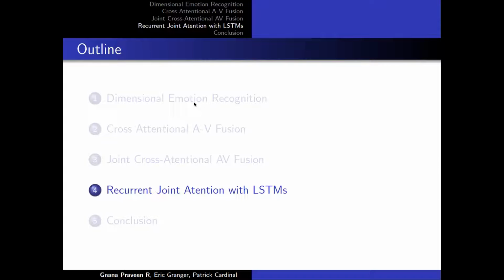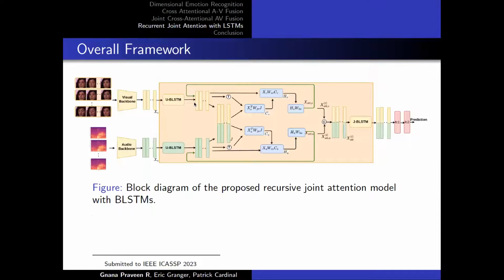And this is our recent work, recurrent joint attention with LSTMs. So here, the new thing that we did is a kind of recursive training, where we explored LSTMs to capture the intra-modal association, in addition to the joint representation we have in the fusion block.